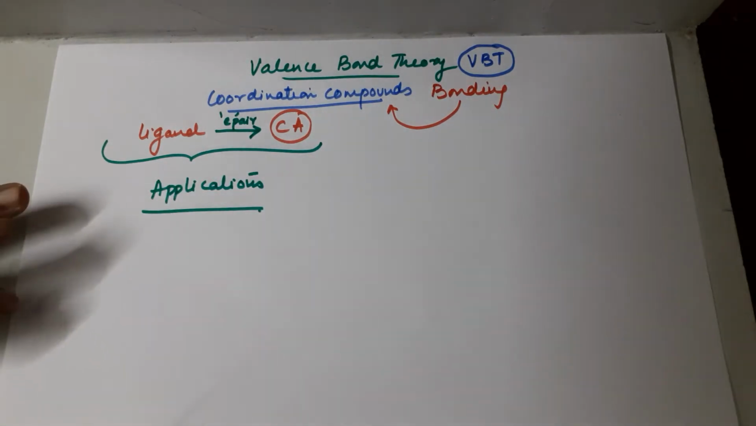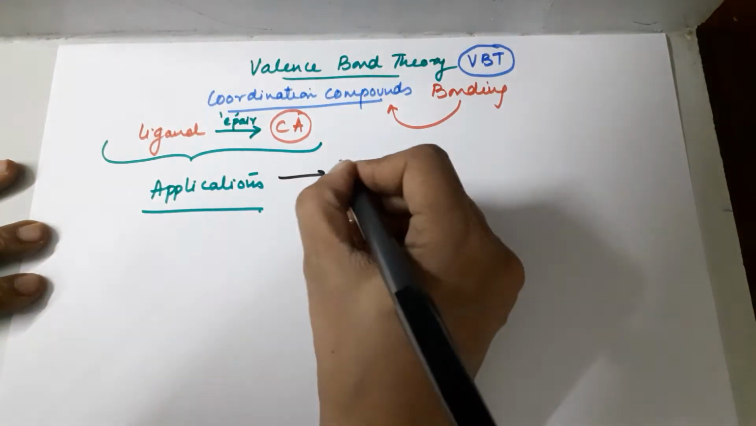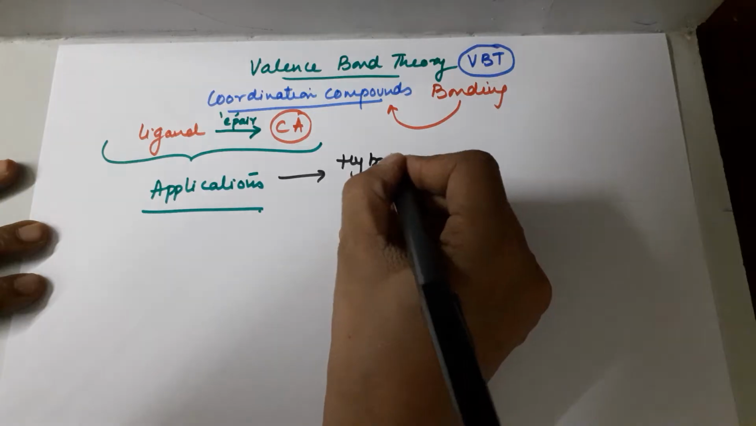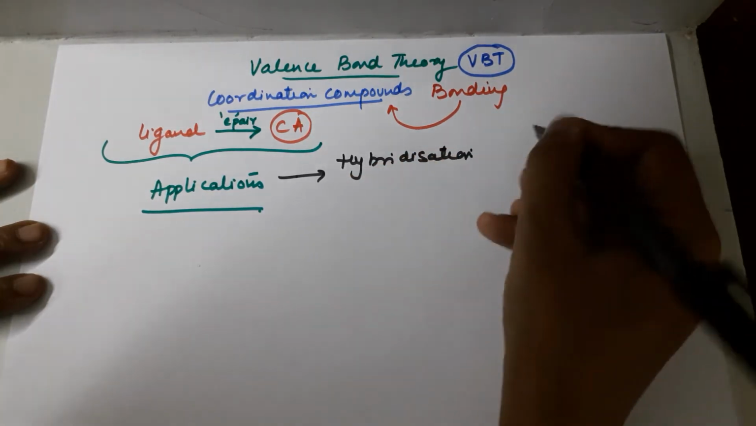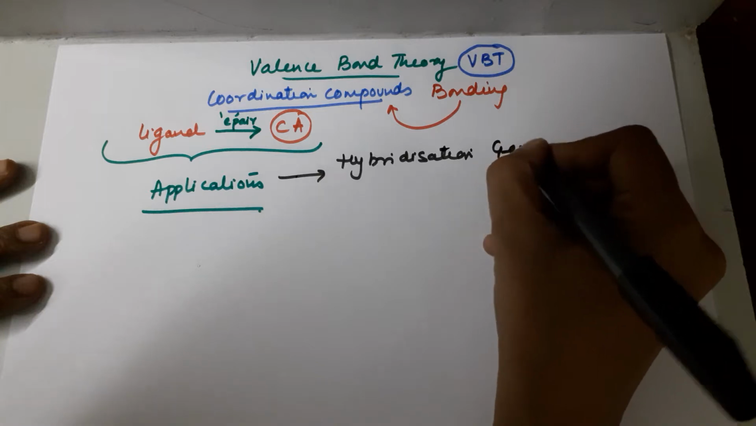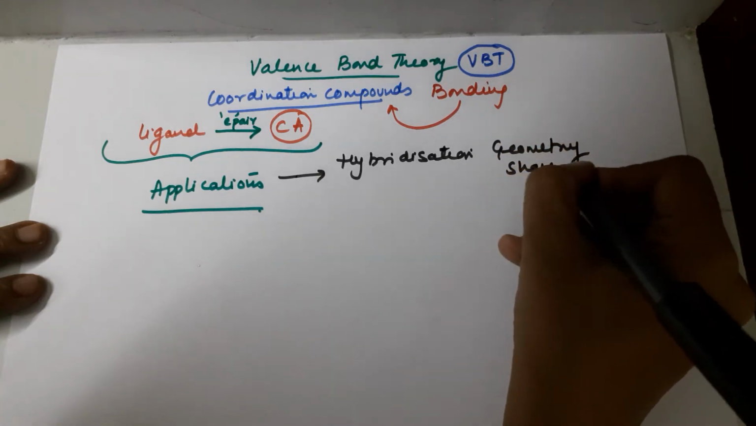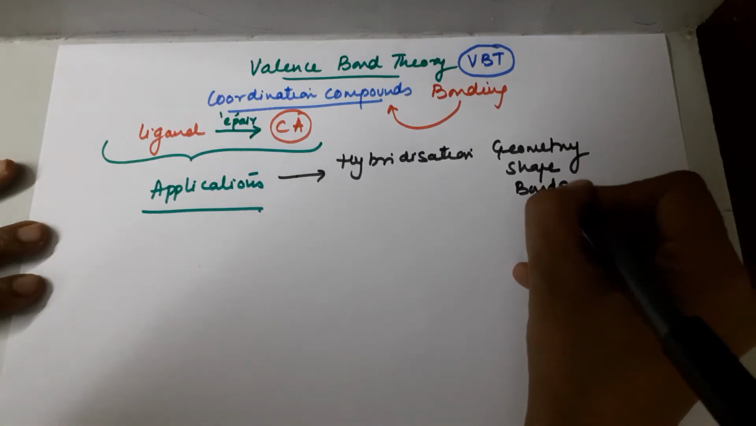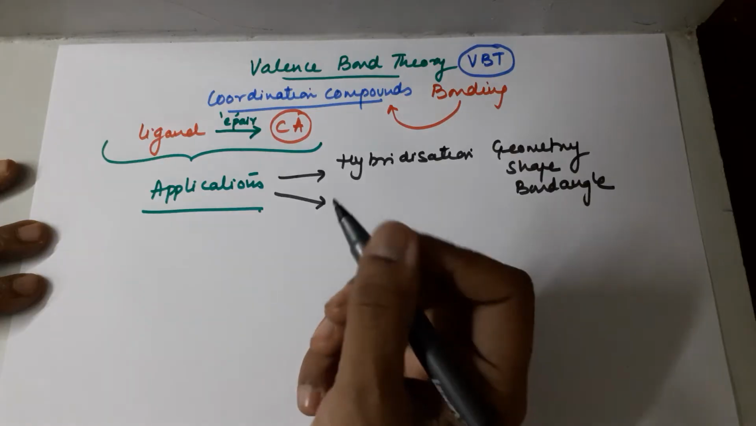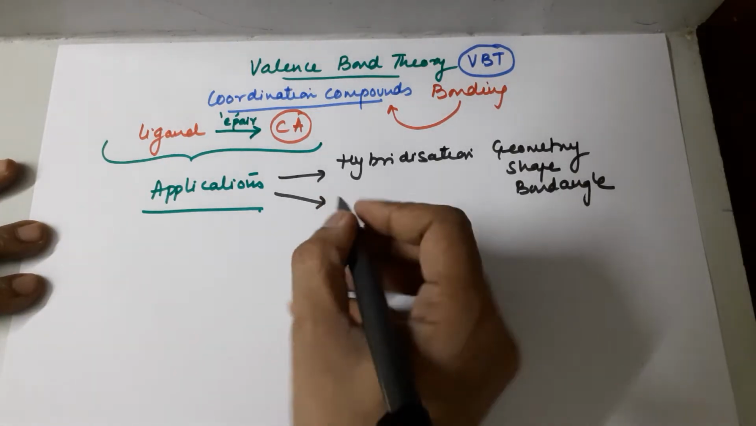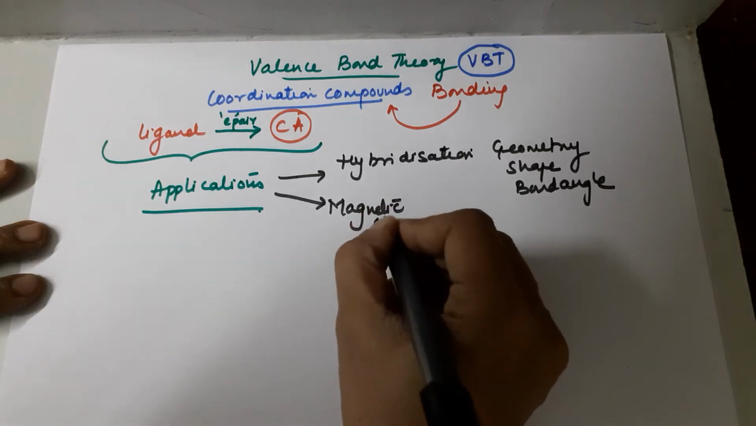Let's now talk about the applications of this particular theory. The first application is that it tells you about the hybridization of the complex. Now, if you know the hybridization, you would also know the geometry, the shape, and the bond angle. That is understood. The second application is that in this complex, you can also talk about the magnetic character of the complex.